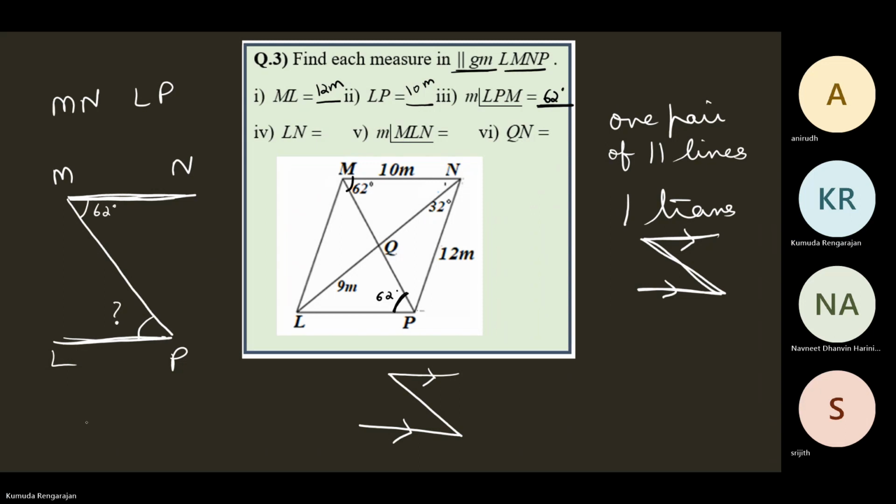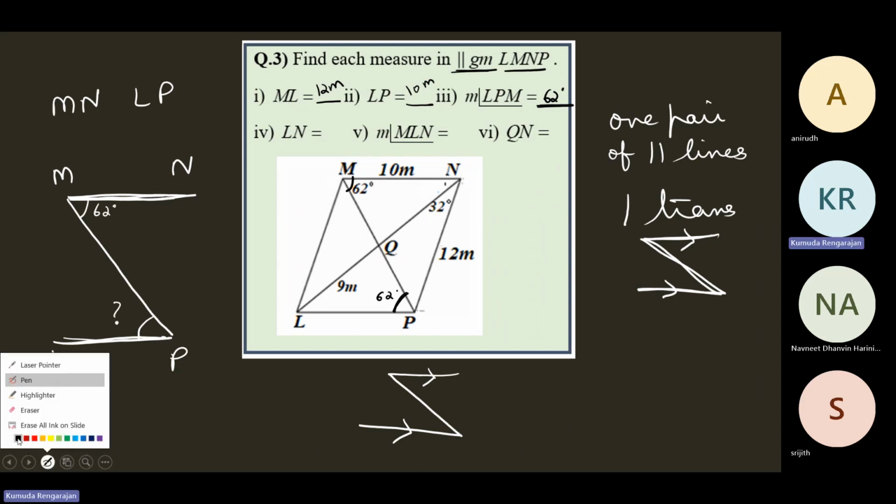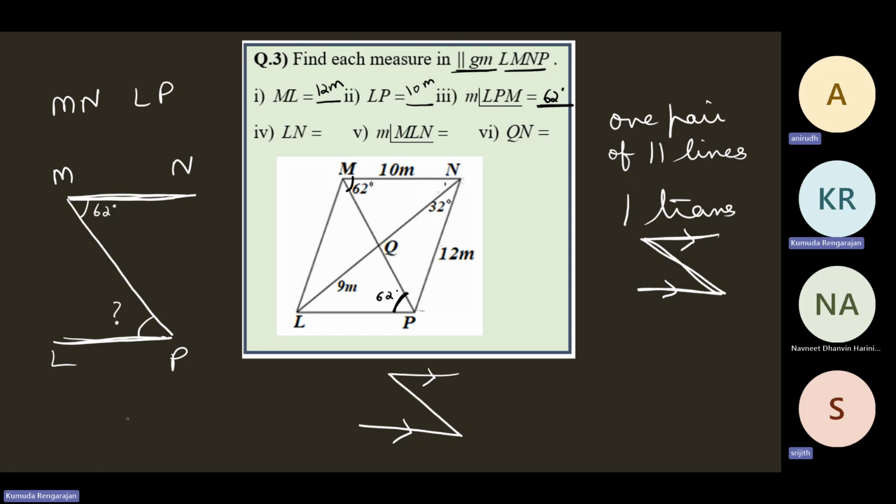Then LN. 18 meters. Because LQ is equal to 9 means QN is equal to 9, but they bisect each other. So total measure is 18. Very good. So 9 plus 9, 18 meters. LN is equal to 18 meters. Because Q is the midpoint of the diagonal LN.